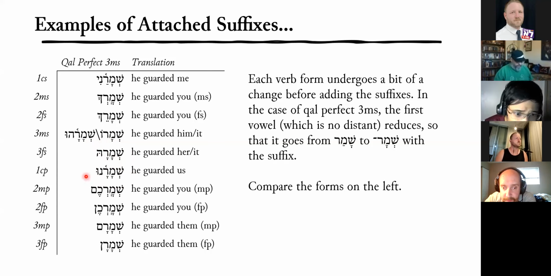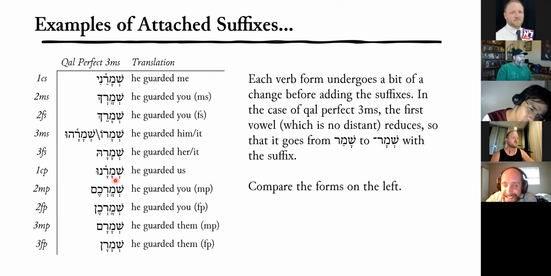Okay, Hoshea, we're down here. First common plural. Shmaranu, he guarded us. So the vowel shifted there, and there's also reduction in the first vowel. Do you remember what the form would be for "we guarded"? We guarded. We got ni. No. Okay, almost the same. Just say all your vowels and you'll be good. I think the vowels look the same also.